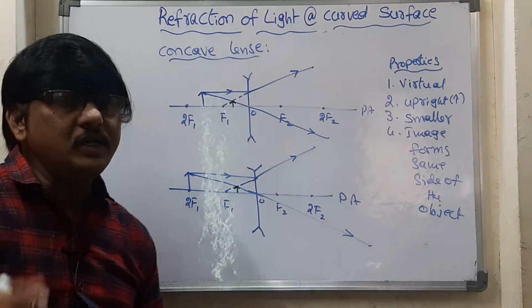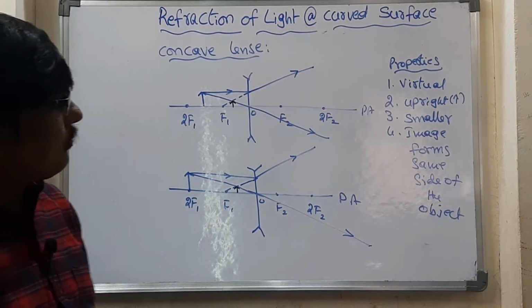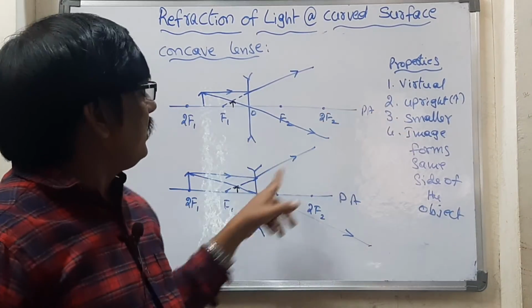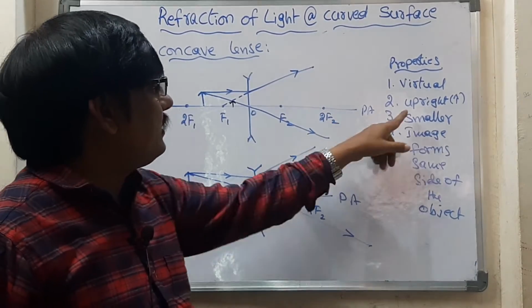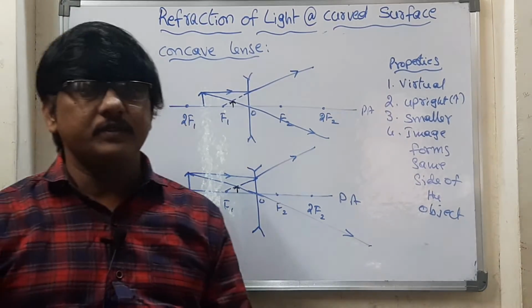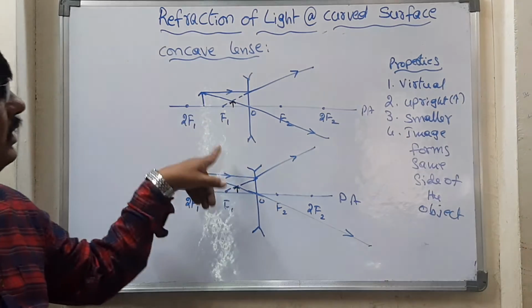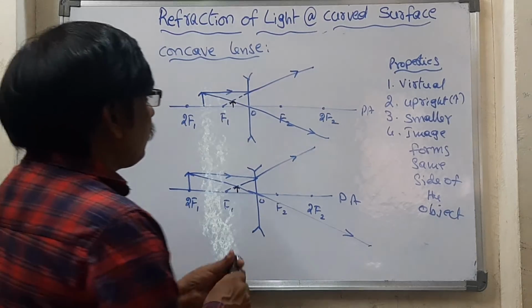So for a concave lens, wherever you place the object, it has the same properties. What are the properties? That is a virtual image. Here also virtual, here also virtual, and it is an upright image, a smaller image, and the image forms on the same side of the object. That's all about it. Ultimately, what conclusion can we make?